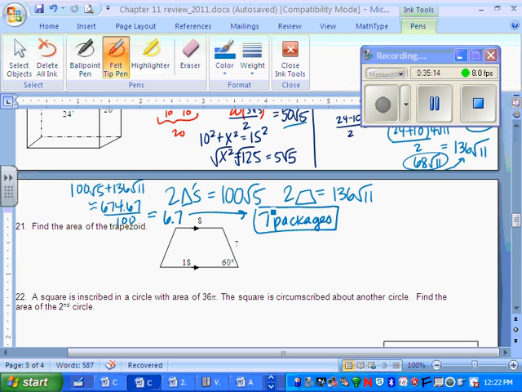Next problem, find the area of the trapezoid for number 21. So we have a 30, 60, 90 triangle right here, so I need to find the height. That's 7, so this is going to be my 2x. X is going to be divided by 2. 3.5, remember 3.5 goes down here. I don't need that though, I need the height, which is 3.5 root 3.